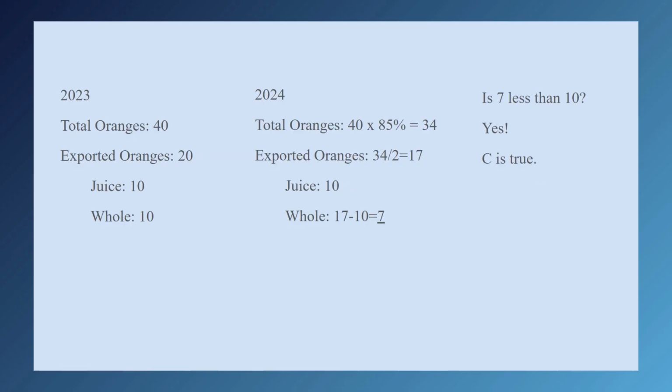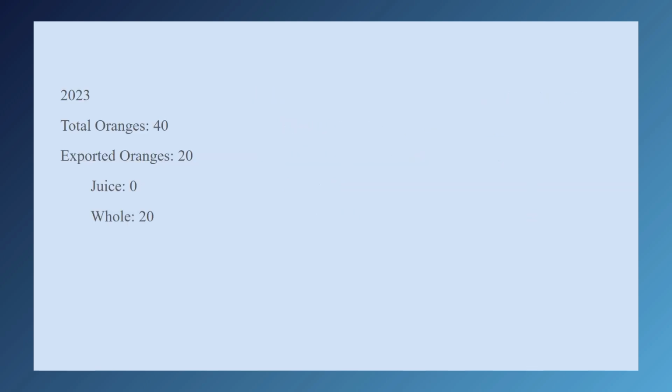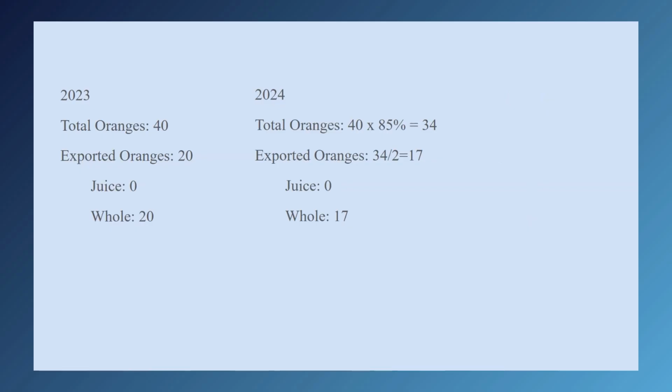Now, if you wanted to, for fun, test the zero where we can say that they exported 20 oranges, consumed 20 oranges, but 0 of the oranges were exported in juice form. So they exported 20 out of 20 oranges in whole fruit form in 2023. In 2024, that would leave us with the equivalent number of juice oranges, which is 0. And it knocks our whole orange exports down to 17. Is 17 less than 20? Why, yes, it is. Thus, C is still true. Interesting.